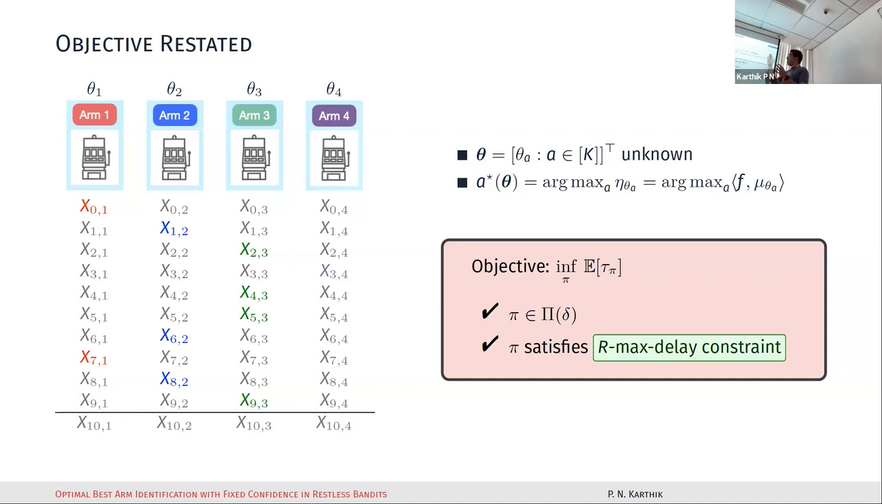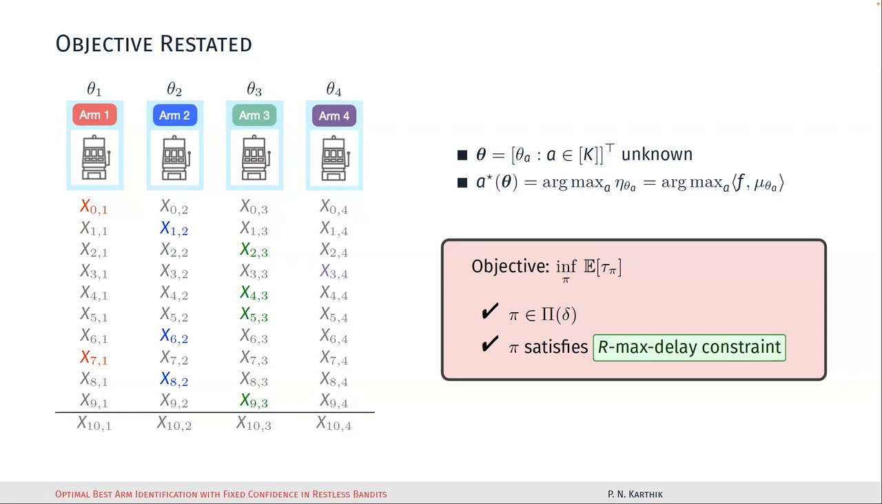So the summary is we have K Markov chains independent of each other. The Markov chains will evolve whether they are selected or not, so the arms are restless. The transition matrices of the arms are parameterized by parameters, and the model is that of a single parameter exponential family for Markov chains. There is a one-to-one correspondence between the parameter and its mean. We want to do best arm identification in the fixed confidence regime, assuming that there is a constraint on the allowable delay for each arm.